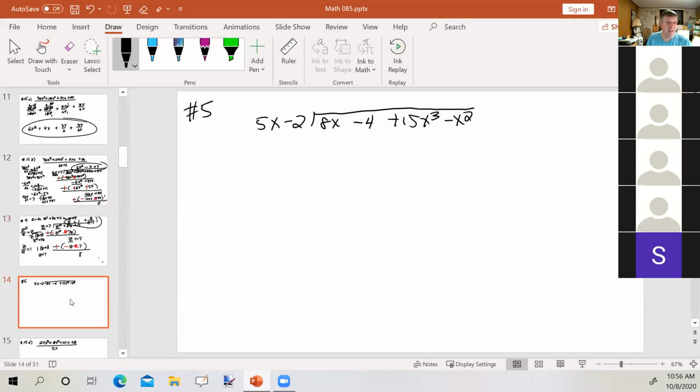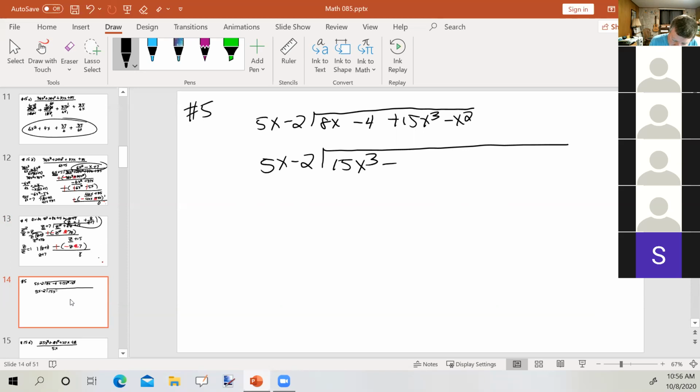Here we have something all set up, but it's wrong. Inside, things are not in descending powers. So we'll recopy it, 5x minus 2, and then inside 15x cubed minus x squared plus 8x minus 4. And now we're going to ignore this original problem.